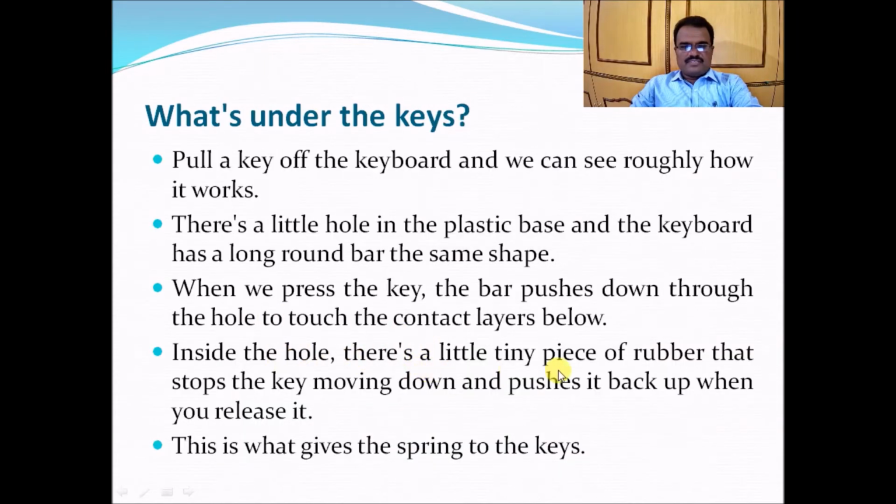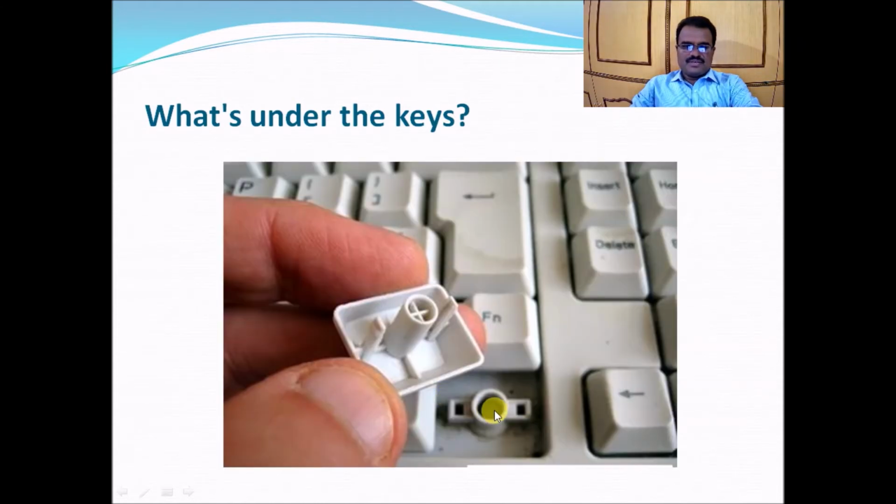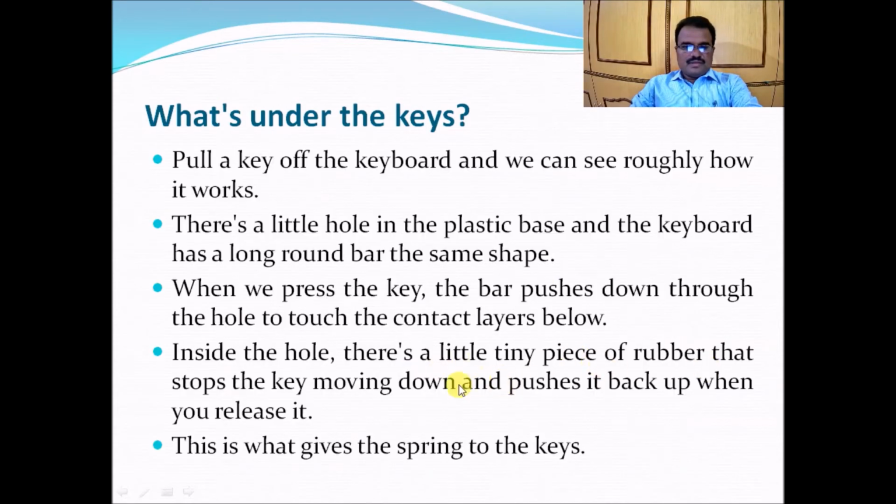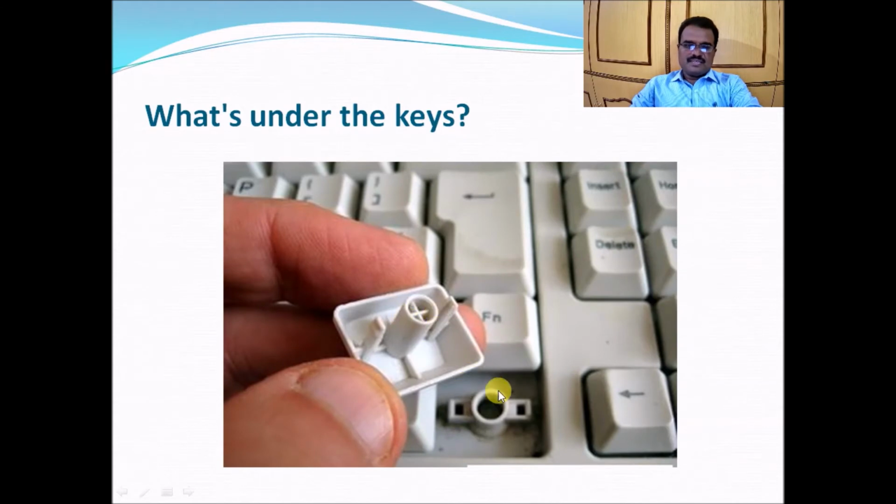Inside the hole there is a teeny piece of rubber that stops the key moving down further and pushes it back. This gives a spring to the keys. So here we can see the key when we pull it up. When you pull up the key from the keyboard, here we can see the hole. When this key is pressed, a small piece of rubber is there. It prevents the further moving of the key.